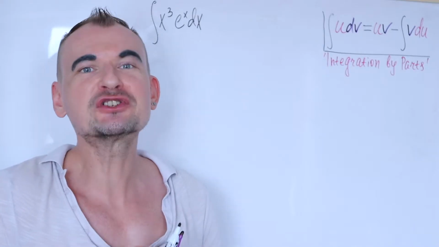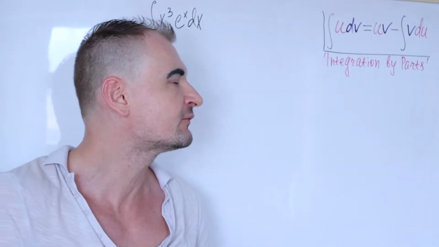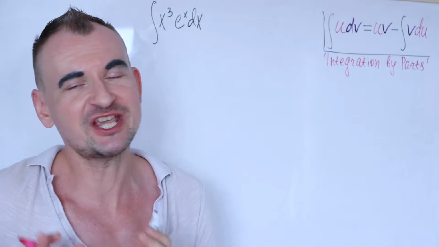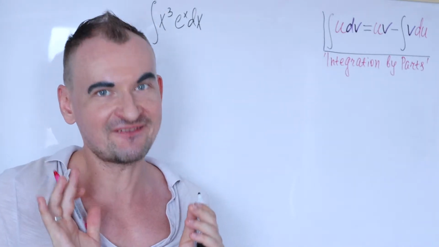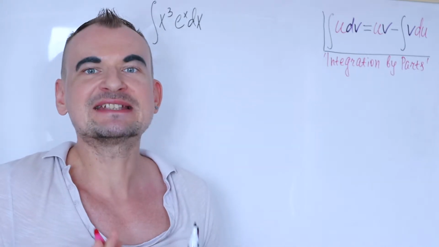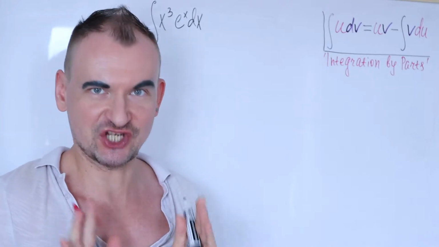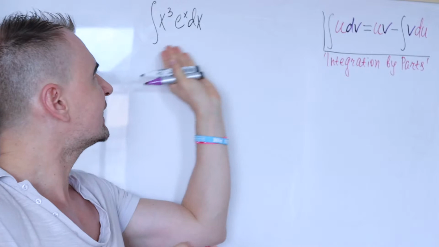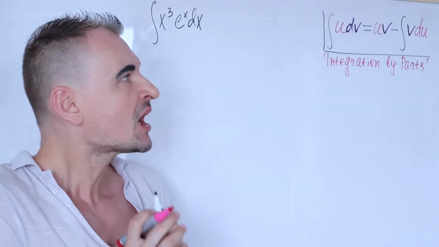Hey guys, today I will show you how to integrate functions using the integration by parts formula more than once. Yeah, sometimes you have to use it more than one time. Also, at the very end, I will show you the DI method, which is basically a shortcut for integrating expressions. Let's just do it. Suppose you are given the integral of x cubed e to the x dx.